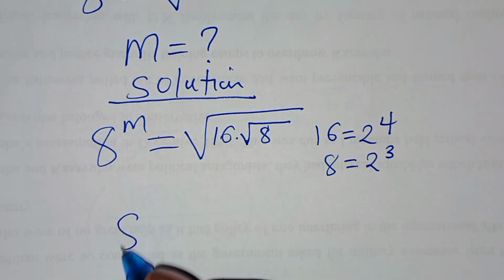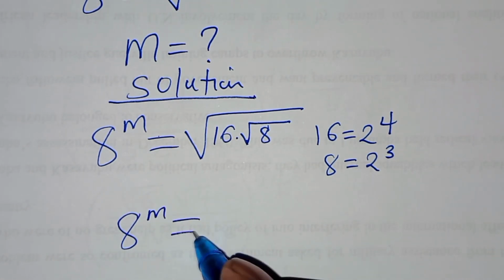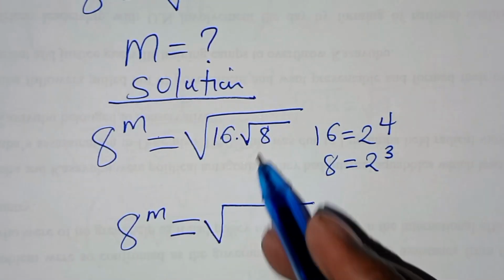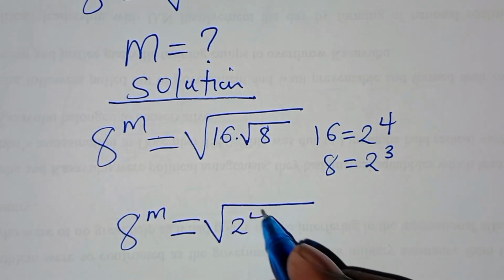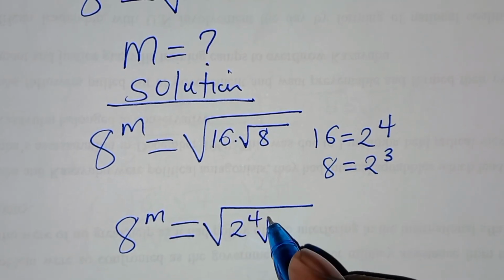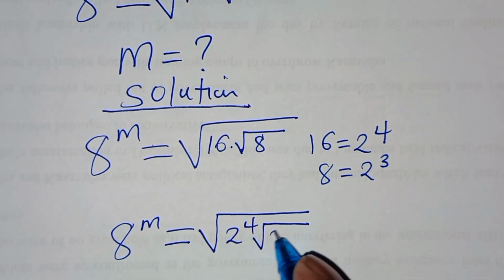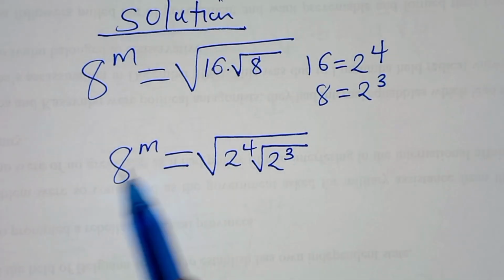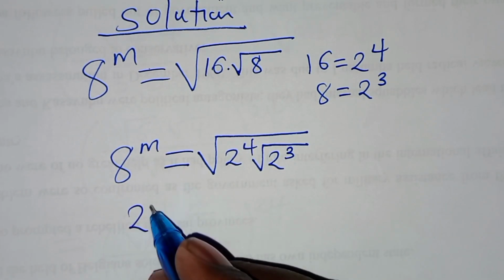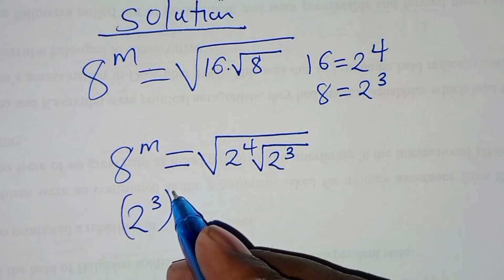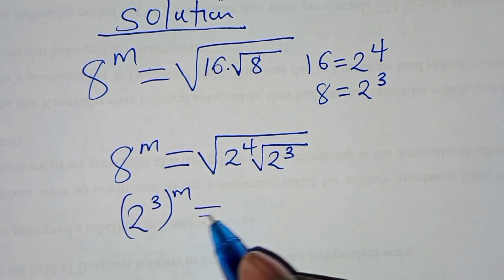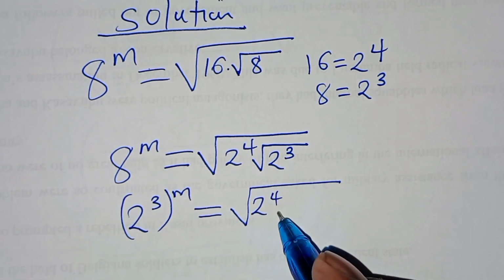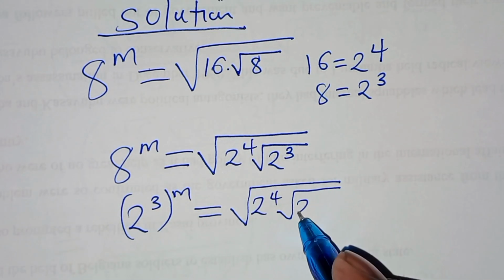So here we have 8 to the power m. This is equal to, now this is the square root of 16, which is 2 to the power 4, multiplied by square root of 8, which is 2 to the power 3. The same case here, we can express this as 2 to the power 3 raised to the power m, which is equal to square root of 2 to the power 4, multiplied by square root of 2 to the power 3.